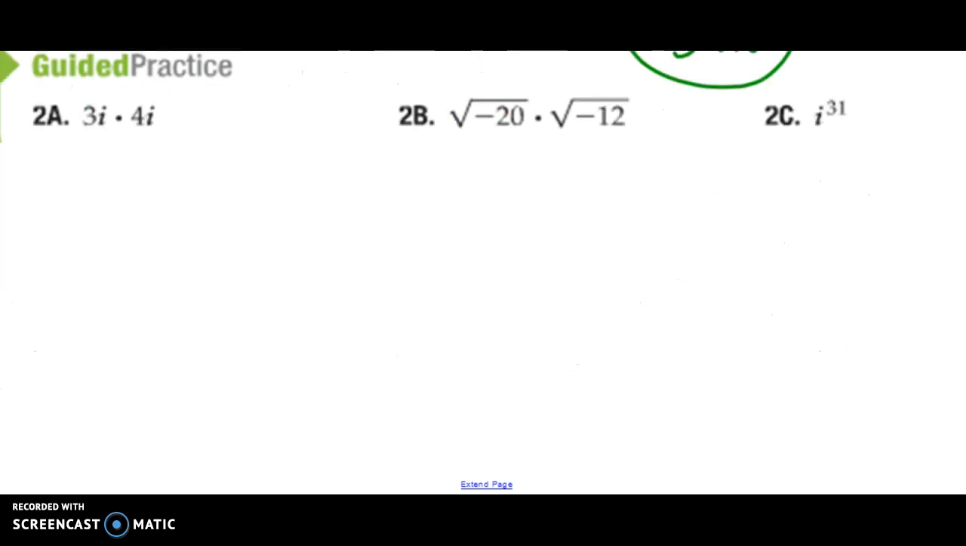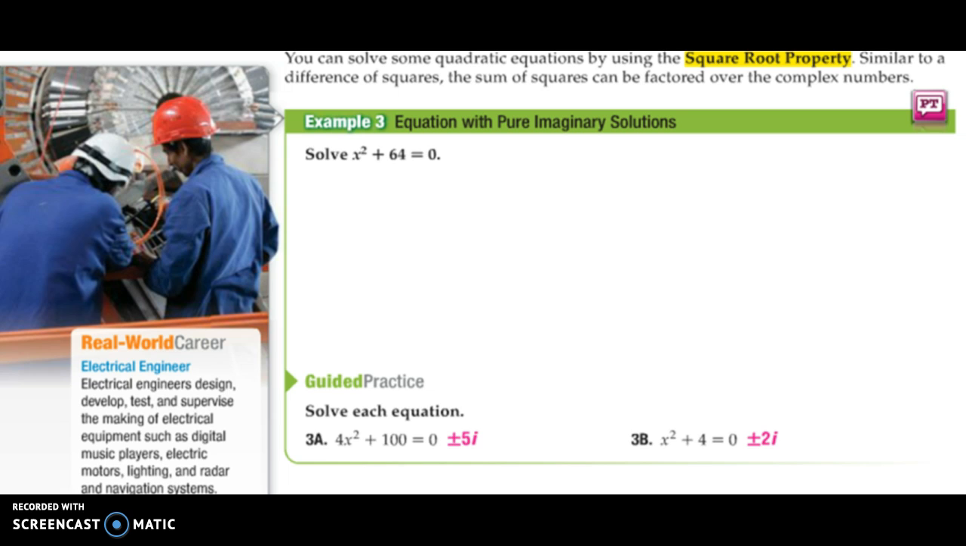Here's a couple guided practice problems. I'd like you to try 2C. Now break it down into factors of 4, because i to the 4th so many times is also going to be just 1. So break this one down and figure out what our i to the 31st power is going to be.